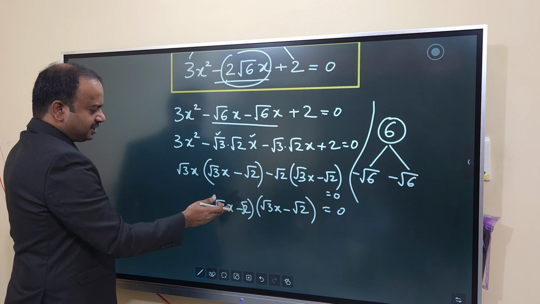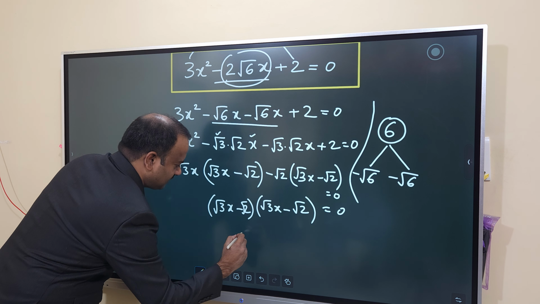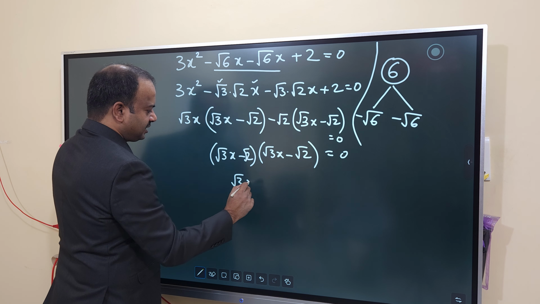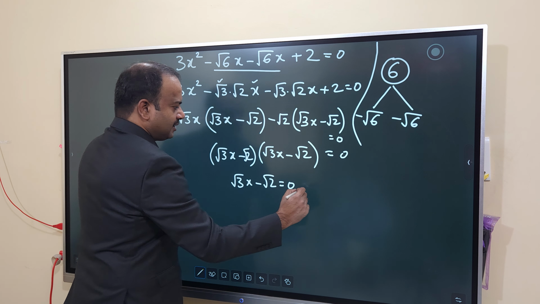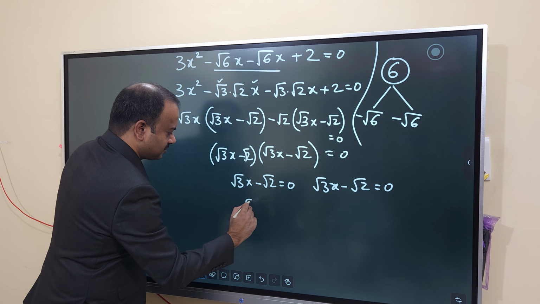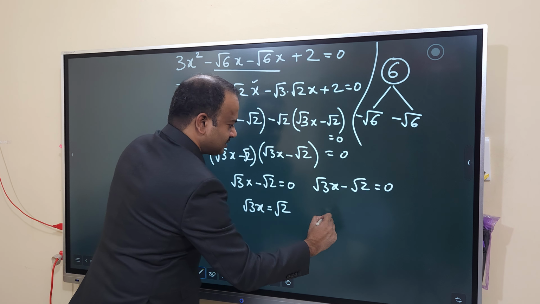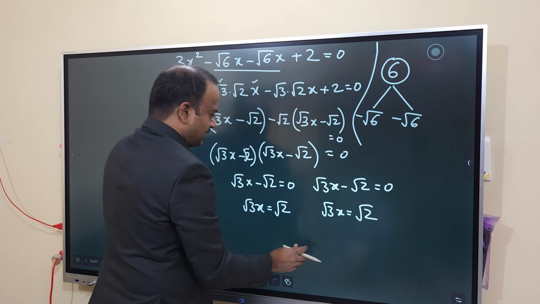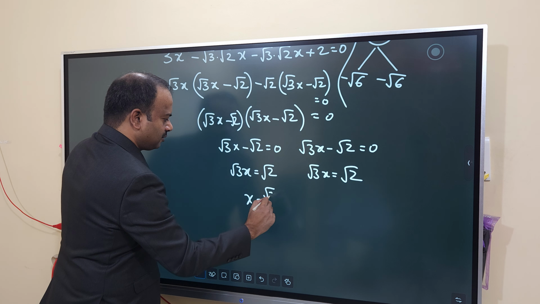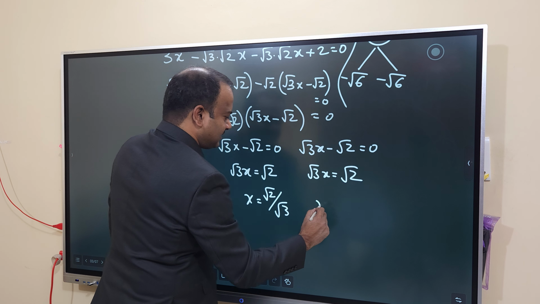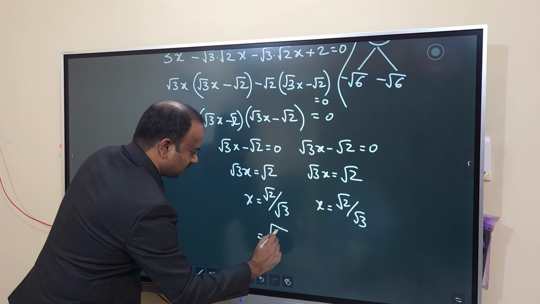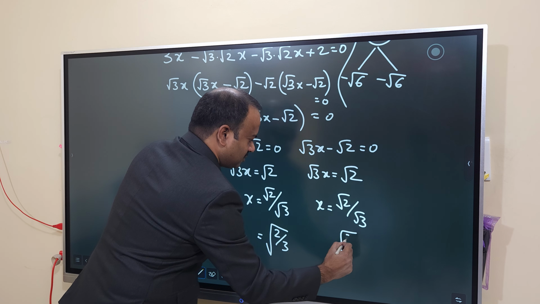Now you can see we have root 3x minus root 2 equal to 0, and root 3x minus root 2 equal to 0. I'll transpose it, so root 3x is equal to root 2, and the same here, root 3x is equal to root 2. Now I will divide both sides by root 3. So x is equal to root 2 by root 3, and the same for the other one, x equals root 2 by root 3, or you can simply write it as the square root of 2 by 3.